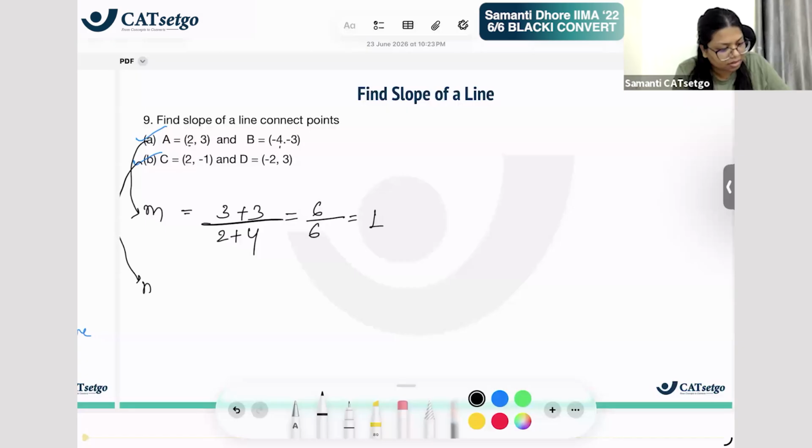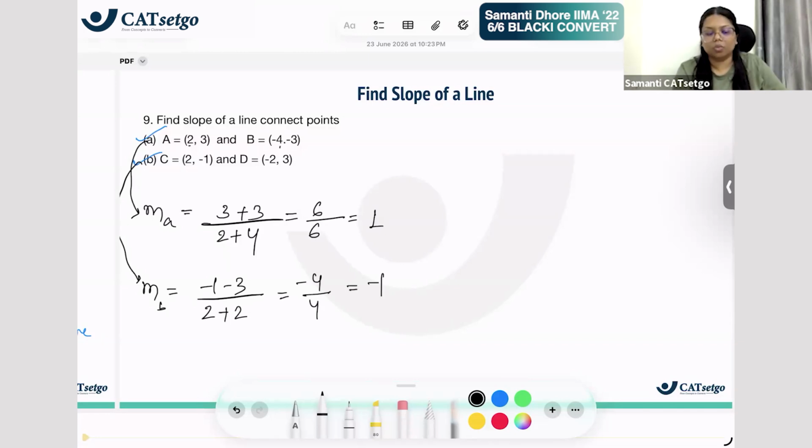Versus this. Here m is what? For line CD, m is y2 minus y1 upon x2 minus x1. In any sequence you can take it. The slope is minus 1.